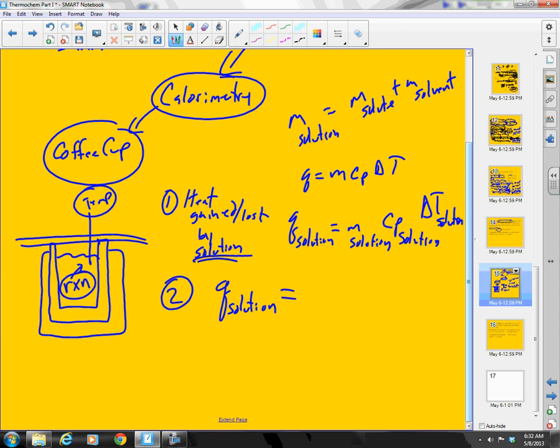Well, all the heat of the solution came from what? Heat of my reaction. The reaction occurred, it either created or used heat. That heat went into or came out of the solution, so the magnitudes are the same, and the only difference is the signs. If my reaction has a positive heat, then my solution has a negative heat, right? Because that would mean heat is lost.